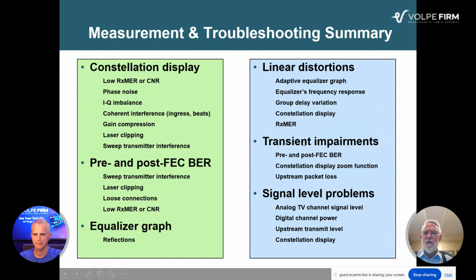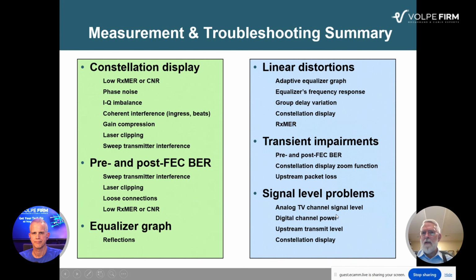But all of this together really helps to narrow down what the cause of the problem might be. Transient impairments, that's that bursty intermittent stuff. Look at your pre and post-FEC BER. Look at the Constellation display with the zoom function. Now, of course, when you get up into the world of 1K QAM and 4K QAM, that's going to be real hard to see. And I think transient impairments are probably the most difficult ones to troubleshoot when they're in the plant. Oh, they can be, yes. Upstream packet loss. So these are all capabilities that many of these instruments support. And then, of course, signal level problems.